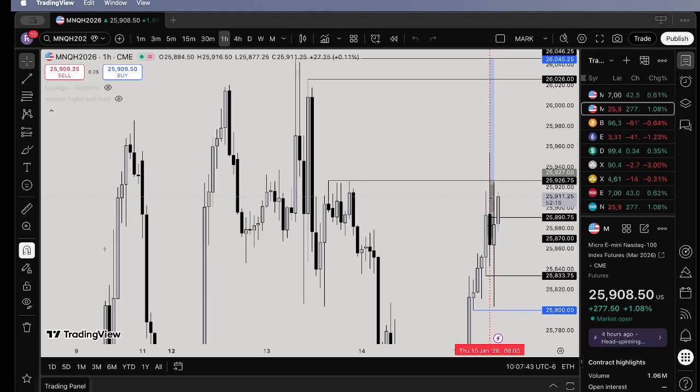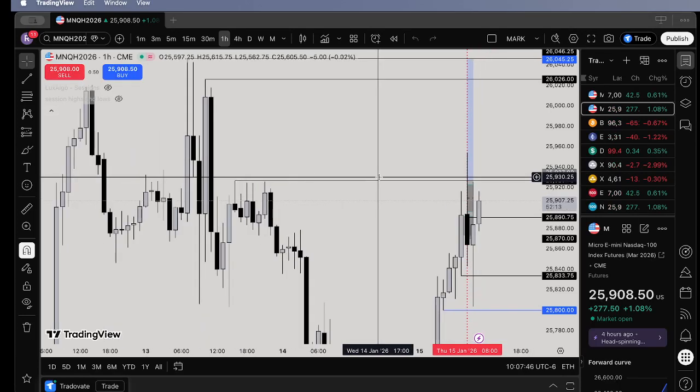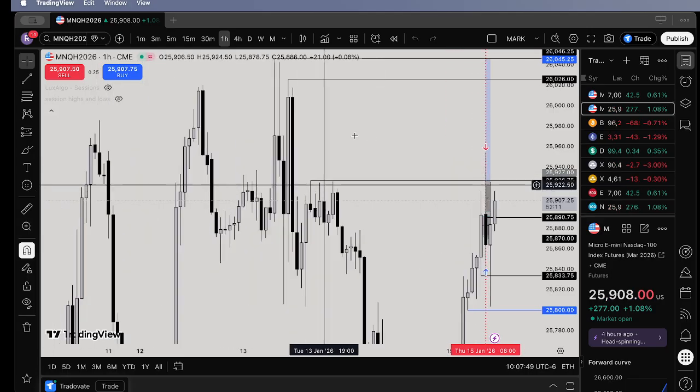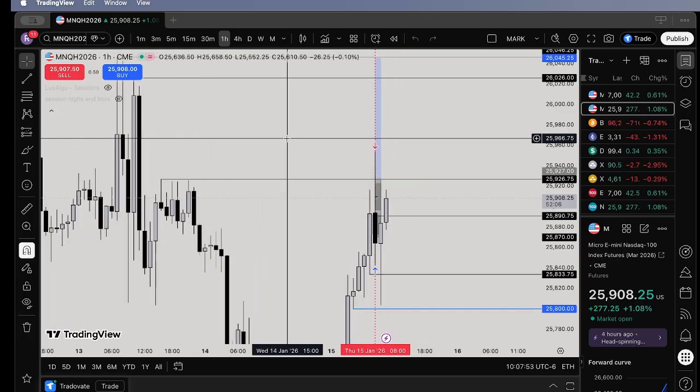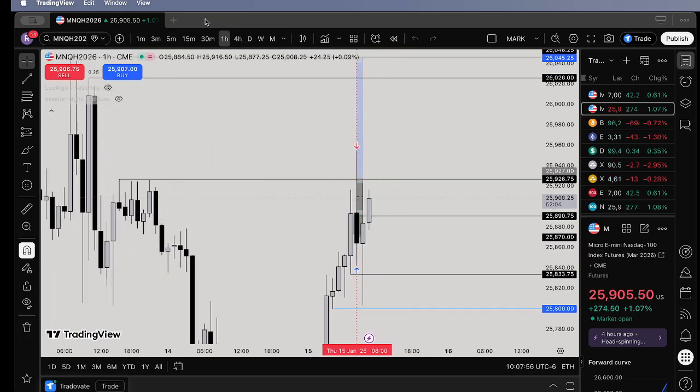All right, ladies and gentlemen, this is the trade I took today. If it loads, is this still lagging? Why is this still lagging? I literally reset the app and it's still lagging. Anyways, yeah, this is the trade I took today.